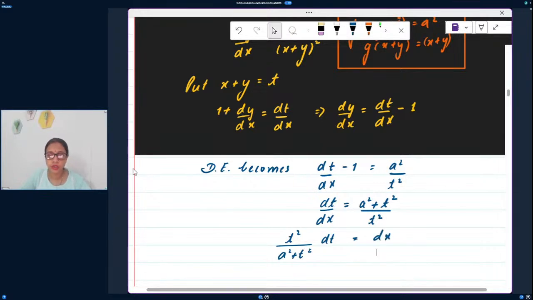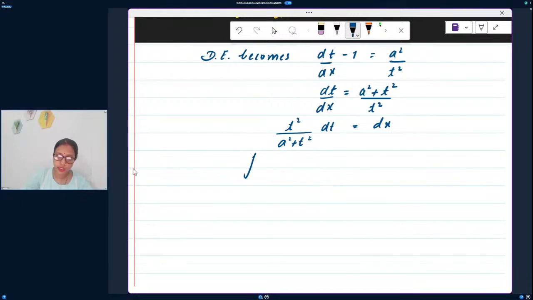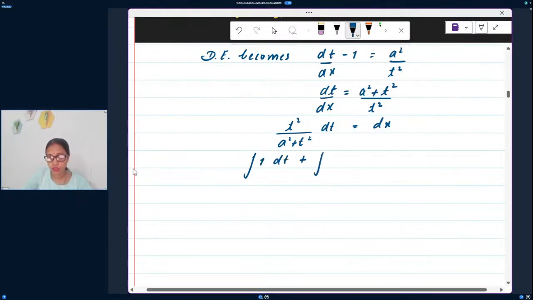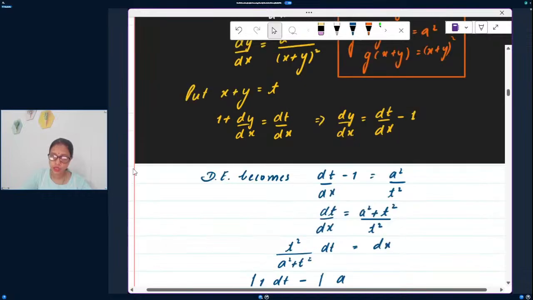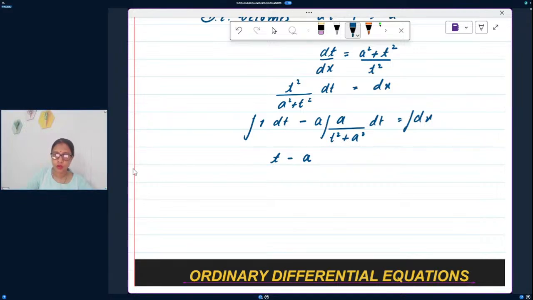You just add and subtract a square in the numerator and integrate. When you add a square, it will get cancelled, giving 1 dt. When you subtract a square, you get minus a square divided by (t square plus a square) dt, and that is equal to the integration of dx. The a I can take outside. So it becomes t minus a times tan inverse t by a is equal to x plus c.